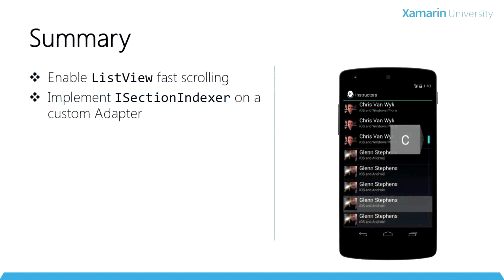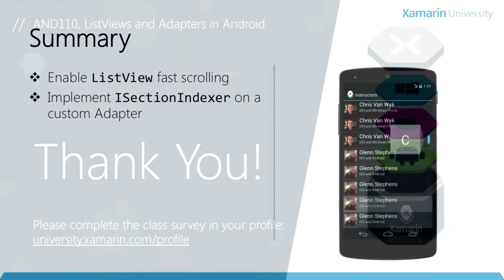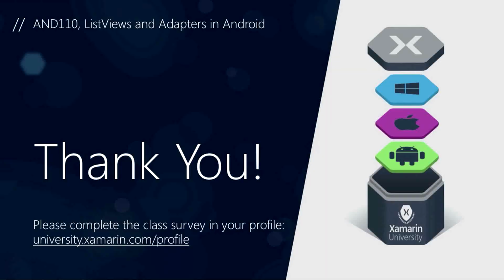So let's just recap what we did in that last exercise. First, we enabled our list view fast scrolling by setting the fast scroll is enabled property. And then we went through and implemented the ISectionIndexer on a custom adapter. And that brings us to the end of Android 110, list views and adapters in Android.